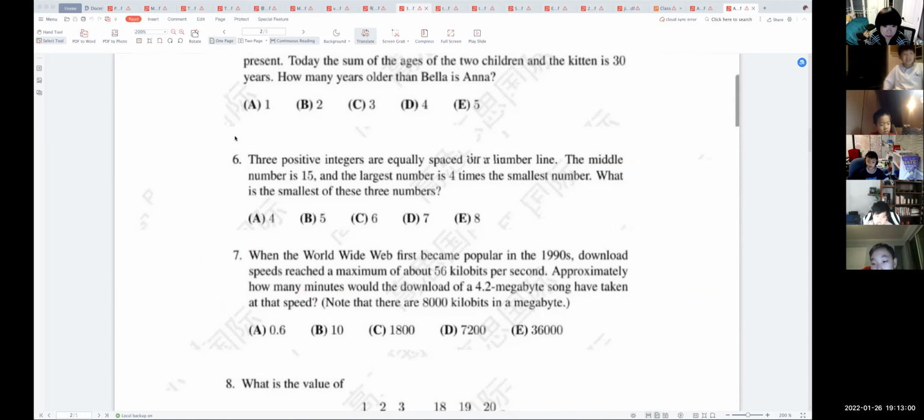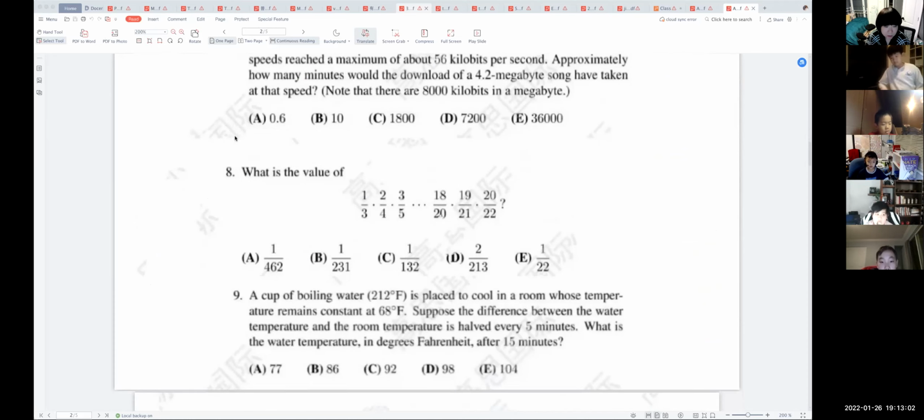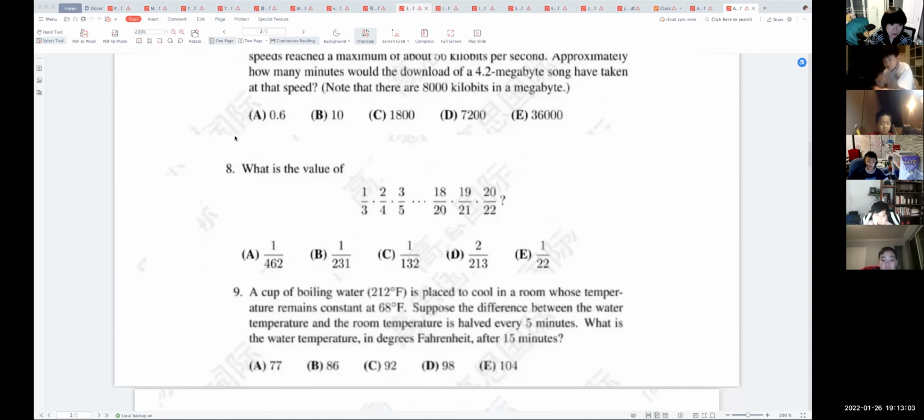So this question is pretty easy. We're not going to take a look at this one. So let's take a look. What is the value of 1 over 3 times 2 over 4 times 3 over 5, and so on, times all the terms? Okay, so let's take a look at this one. What did I do?